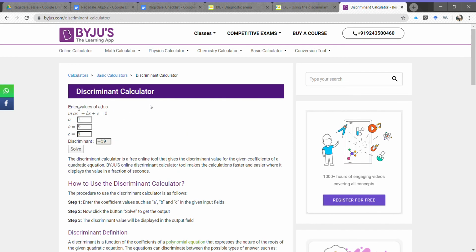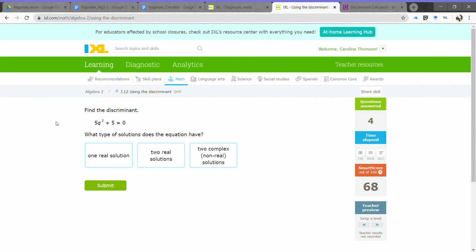We're going to go back to our calculator. Since we don't see a b, it's going to be 0. Our a and our c are 5. We get negative 100. If our number is less than 0, it's going to be 2 complex solutions.